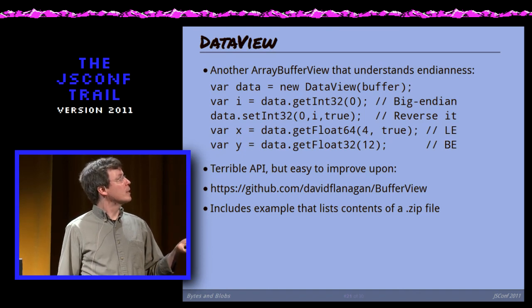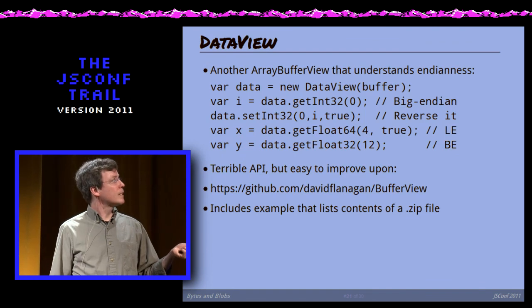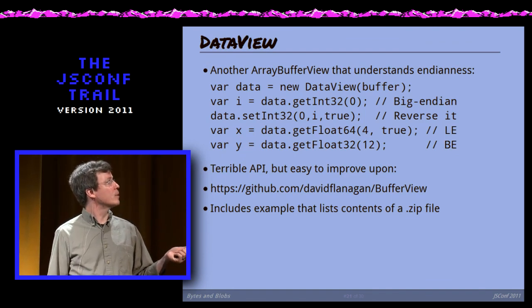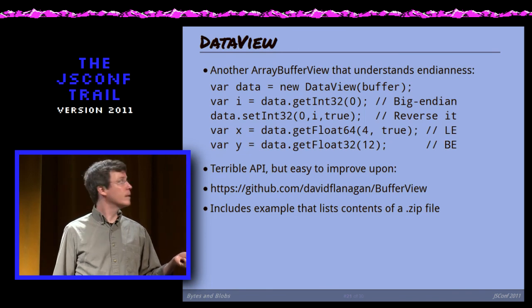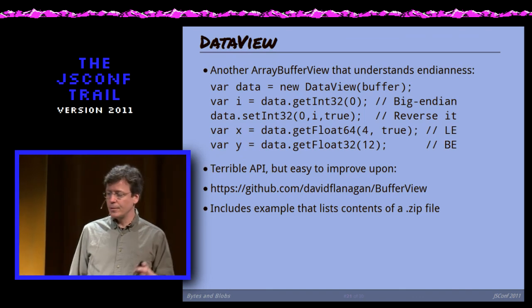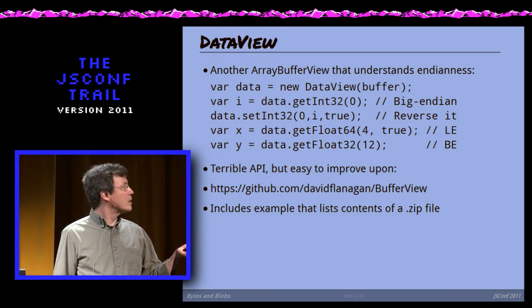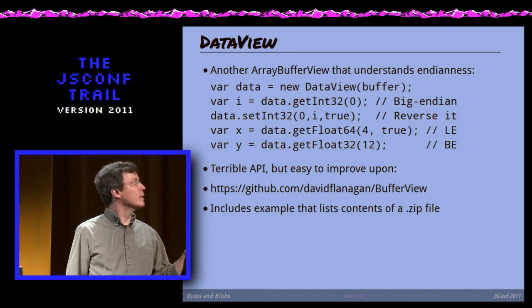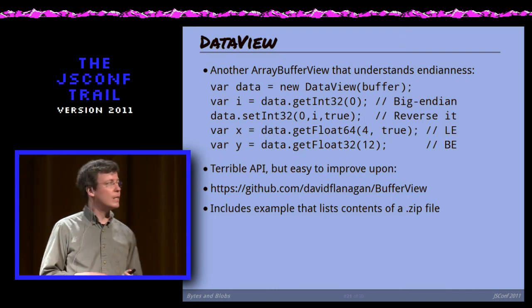Same thing for floats. I'm getting an 8-byte floating point value starting at offset 4. I stick in true, so I'm getting little endian. Here I'm doing a 4-byte float at offset 12, saying it's big endian. I think the DataView API is terrible, but it at least does what we need. It's easy to improve upon. If you want a little more streaming, it's easy to get it to keep track of the offsets yourself.